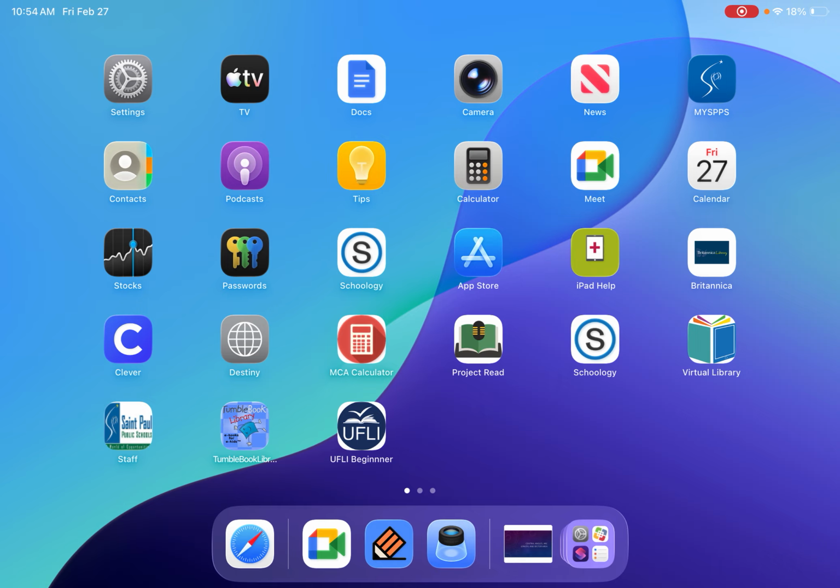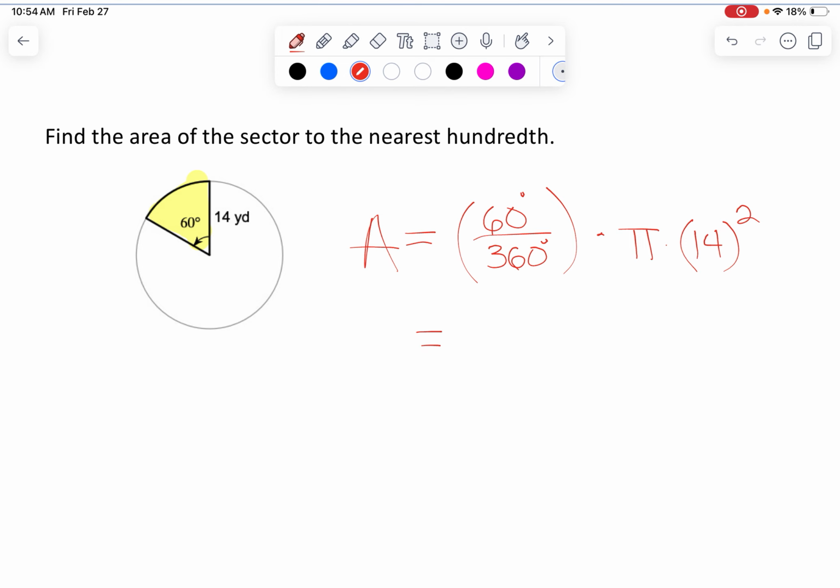Never mind, I seem to be having some troubles. I'll just do it on my manual calculator. 60 divided by 360 times pi, and then times 14 squared. And you get 102.63. And then these are square units, so this would be square yards. That's the abbreviation for square yards. Hopefully that makes some sense to you.